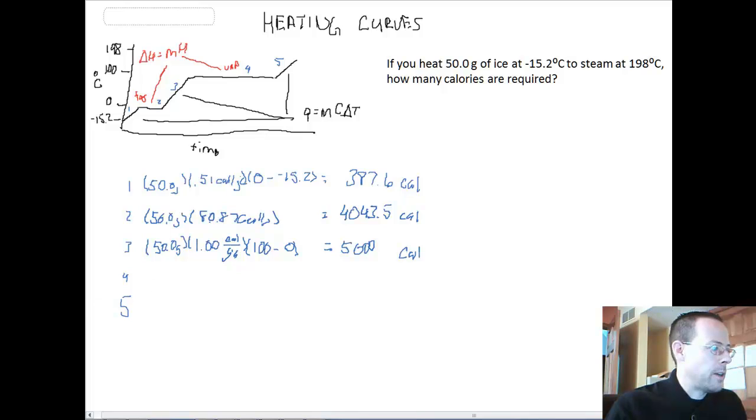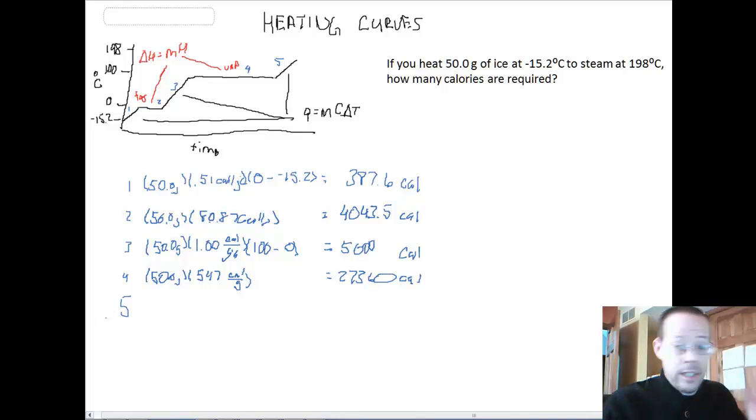Alright, next part is step 4, which is going to be delta H equals m H vap now. So we have 50 grams, and then the heat of vaporization of water is 547 calories per gram. And just so you know, all these constants, I'll give you the specific heat of ice, the specific heat of steam, delta H or heat of vaporization of water, heat of fusion of water. You just need to know what to do with these and when to use them. Alright, the answer to this is 27,360 calories.